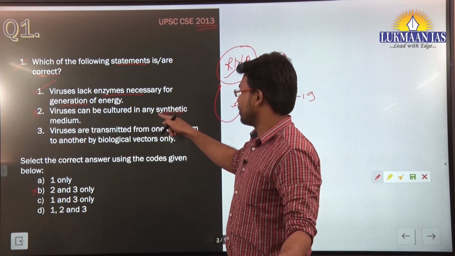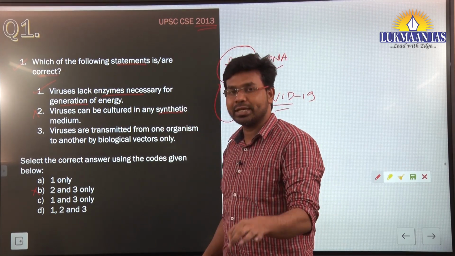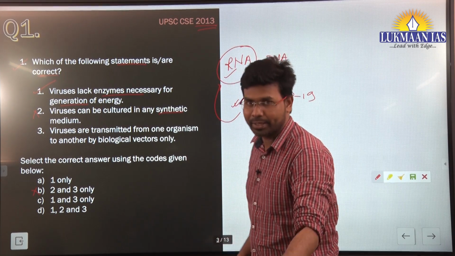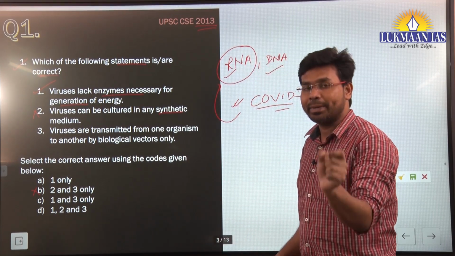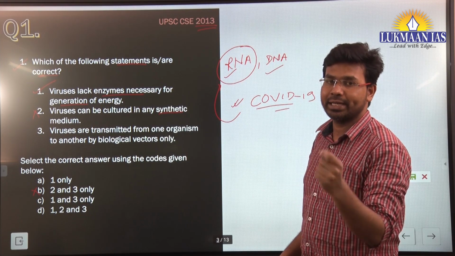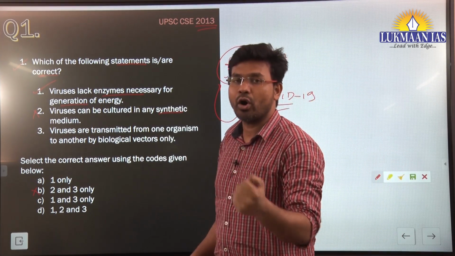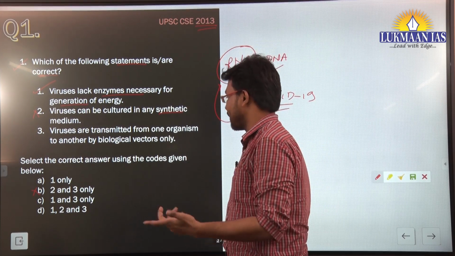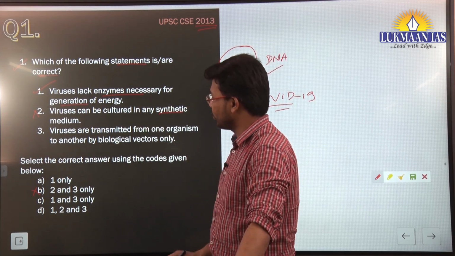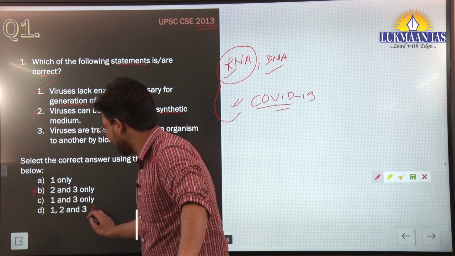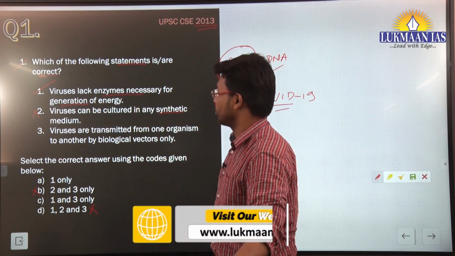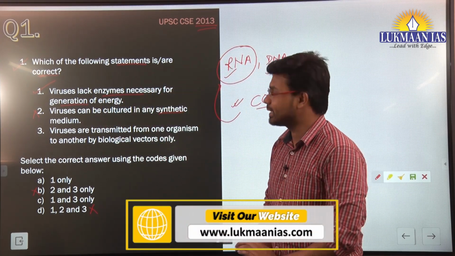So like it can be cultured somewhere but not in all synthetic media, as it requires the presence of an organic body, either an animal body or a plant or a bacteria. So that's why statement 2 is incorrect. If 2 is incorrect, we can eliminate option D also. Now let us read the third statement.